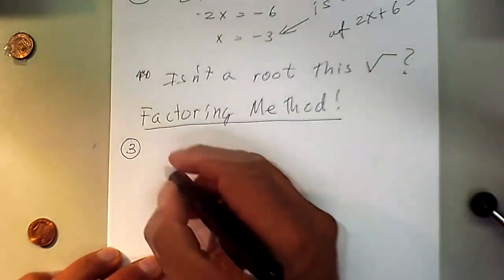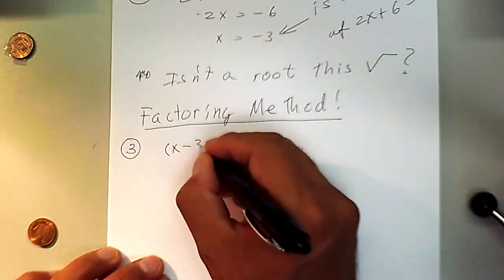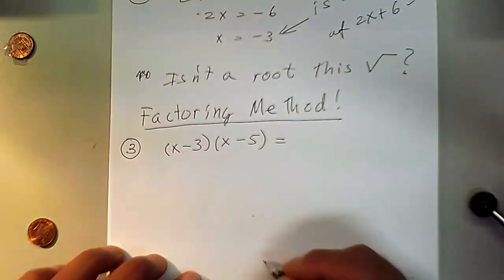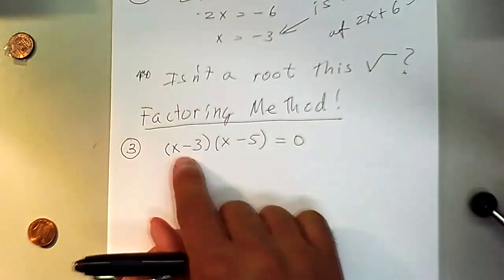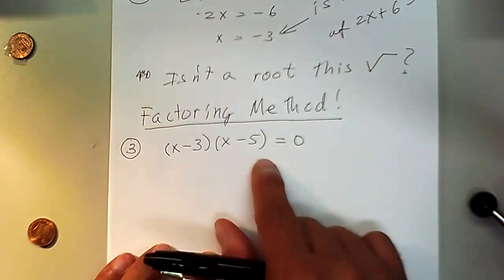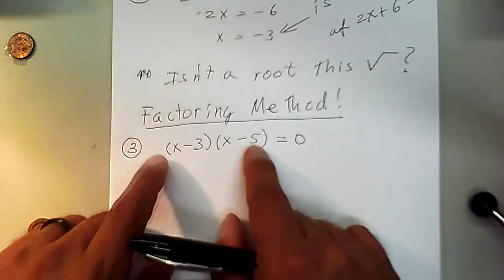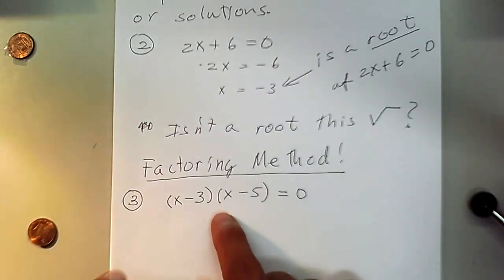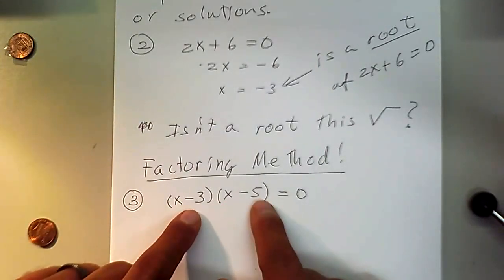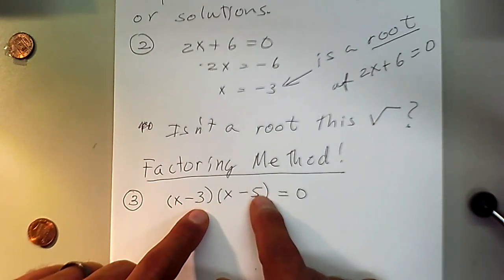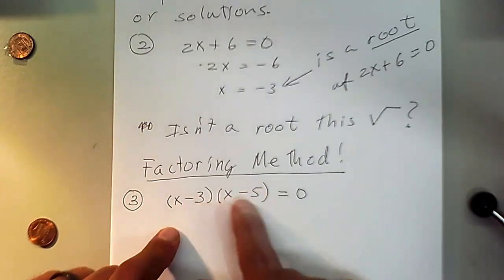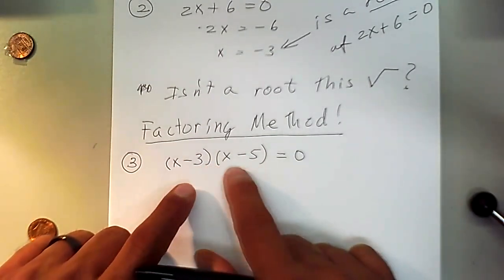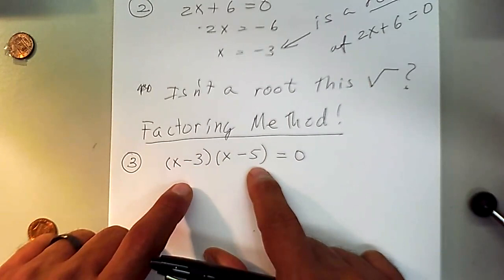Well, some easy examples. Let's say you have x minus 3 times x minus 5 equals 0. Okay, so this is already factored. So this problem is a quadratic equation. Why? Because if we FOIL this out, we will end up with an x squared minus 8x plus 15. But we don't want to do that because this is already factored. So if we were to solve this equation, it would be easier to leave it the way it is.